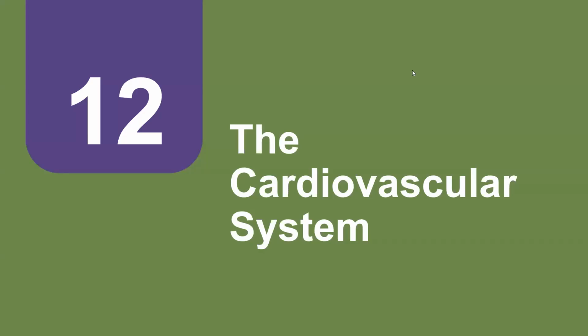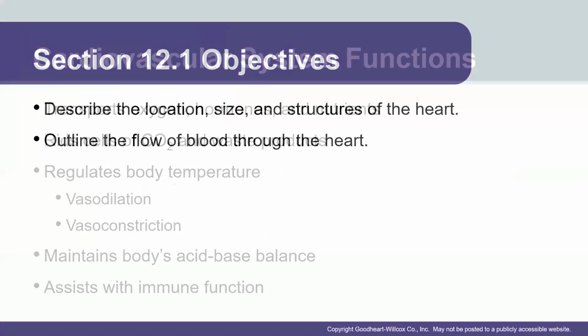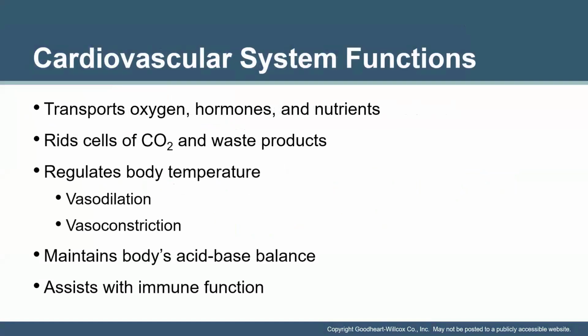In this video, we're going to be covering content in chapter 12 on the cardiovascular system. This chapter starts on page 374 in your textbook. So we're going to go over anatomy of the heart, and then we're going to go through blood flow.